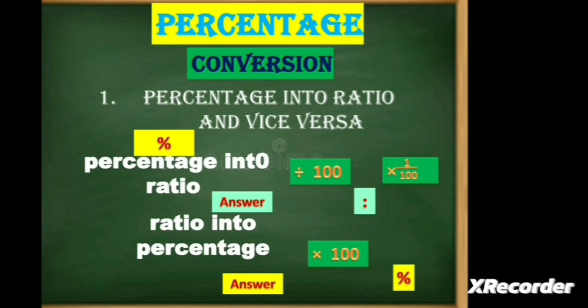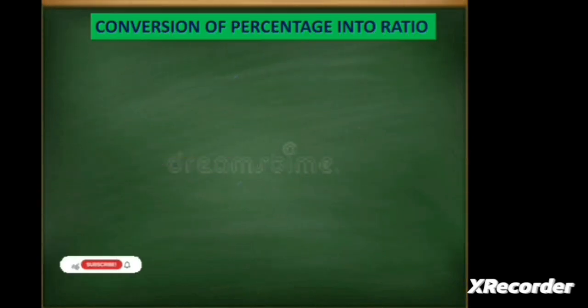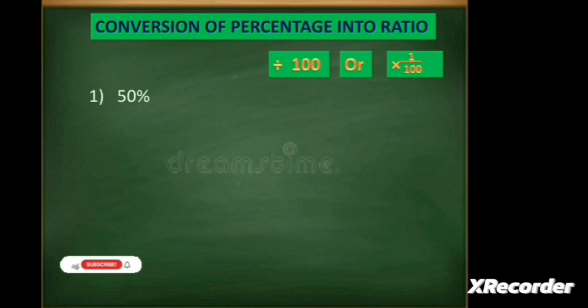Let's solve some sums based on the conversion of percentage into ratio. What to do? Divide by 100, and you can also multiply by 1 upon 100. Let's see the first example. 50%. You will write it as 50 upon 100.